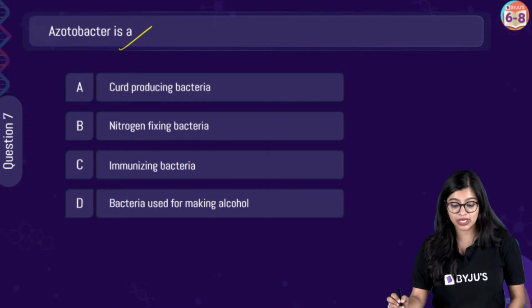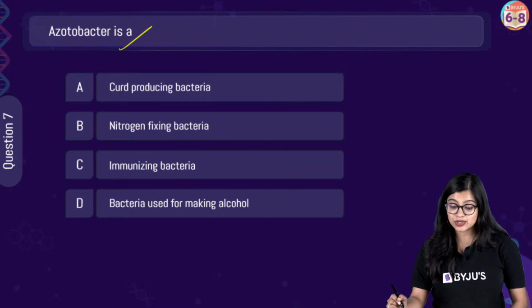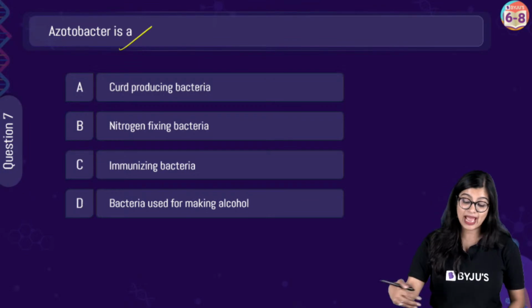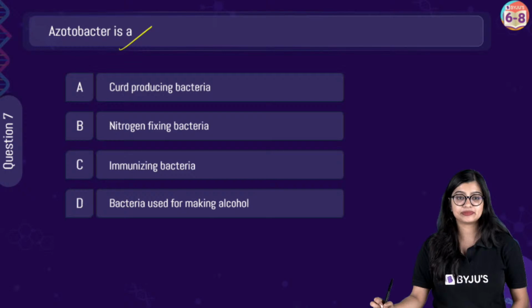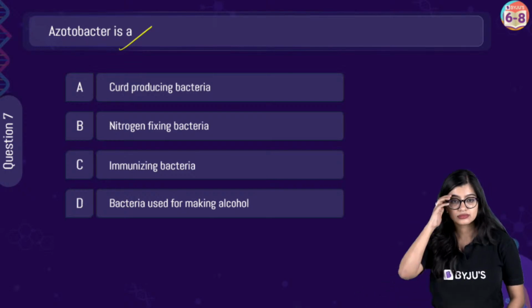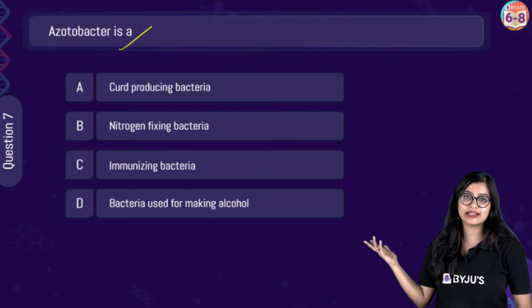Azotobacter is an example of curd producing bacteria, nitrogen fixing bacteria, bacteria used for making alcohol, or immunizing bacteria. Use logic. If you don't know what azotobacter is, use logic.